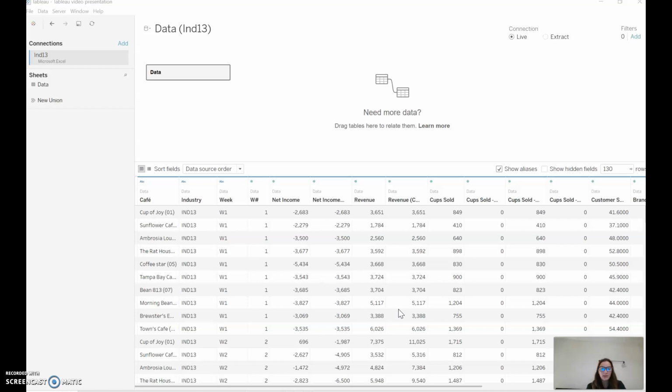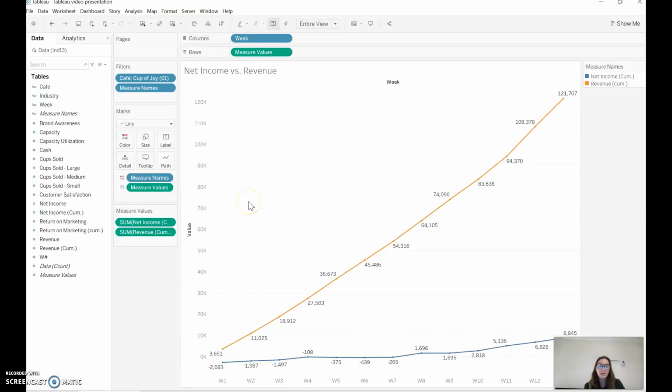So today we're looking at our BizCafe results. On our first sheet, we're going to look first at net income versus revenue. Each week, both the net income and the revenue increased. But as you can see on the graph, the revenue increased much faster than the net income.